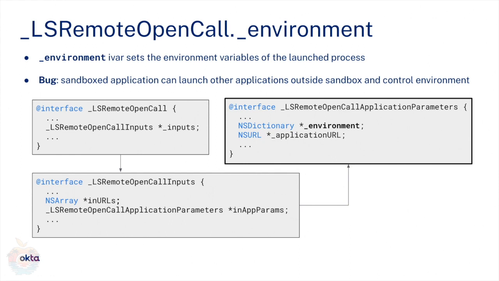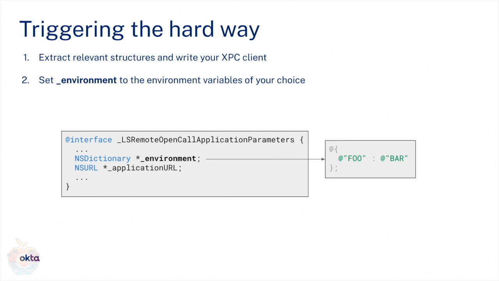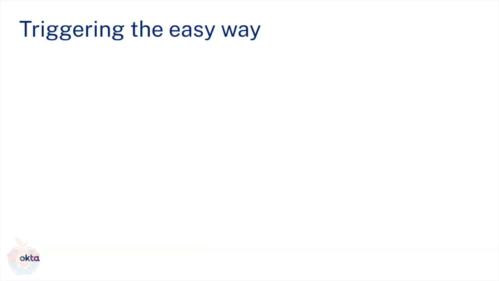Now, this is a really interesting primitive, and at first I wasn't sure if this was exploitable. I assumed, oh, Apple clearly had thought of this, but I'll show you in just a sec. So, I triggered this the hard way. It's not really that hard, but you'll see why I'm calling it hard relative to the other stuff. You extract the relevant structures, say through class-dump, dsc tool, whatever you will, write your XPC client, and set that environment IVAR to the environment variables of your choice, so just an NSDictionary. In this case, we set foo to bar. And then go ahead and send it to the quarantine resolver service. The CoreServicesUIAgent is going to launch the app outside of the sandbox, and it's going to have a controlled environment.